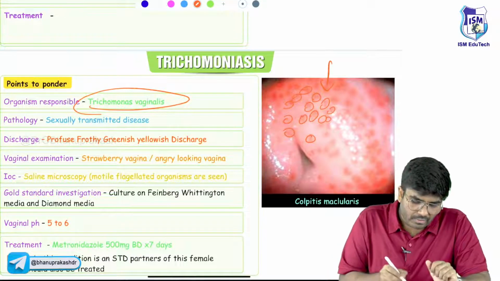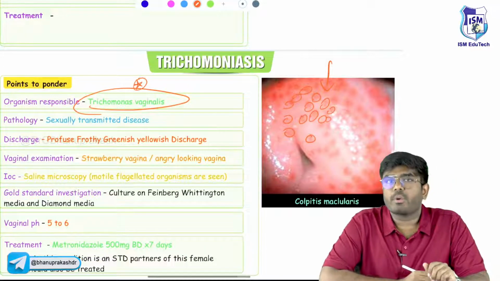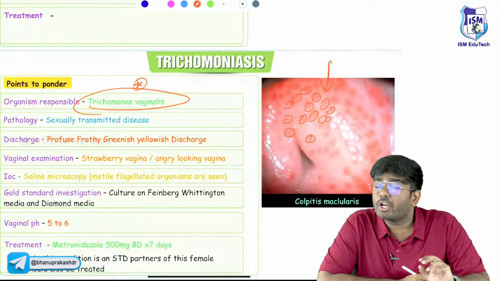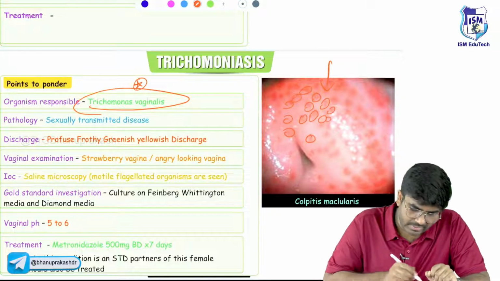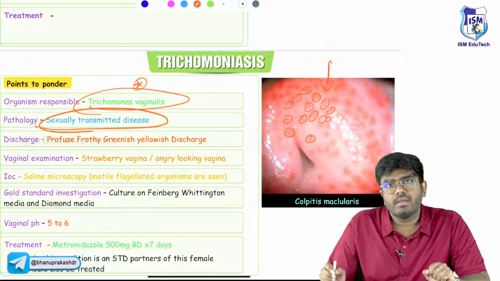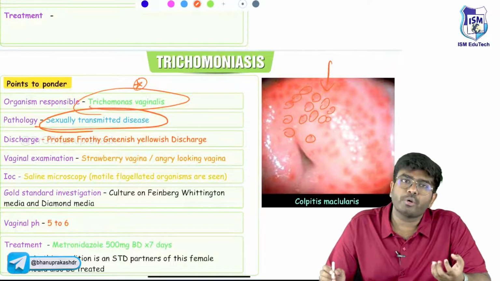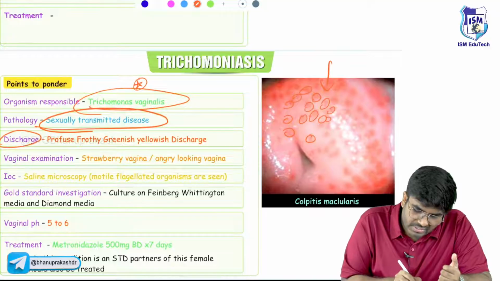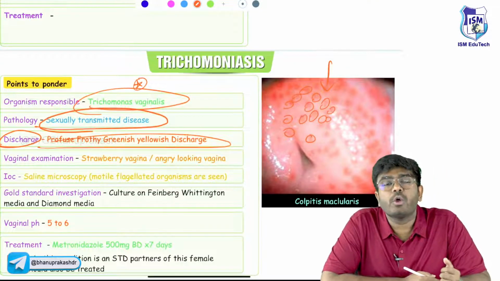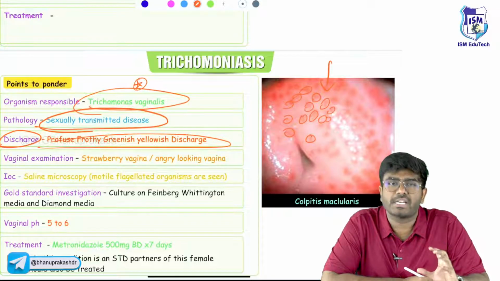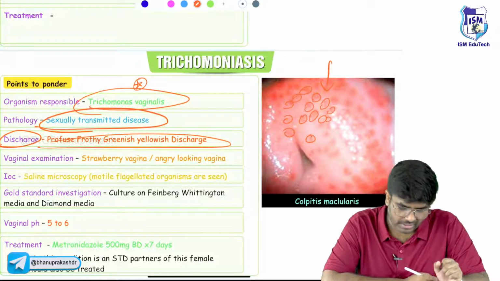Okay, so what is the organism responsible? Trichomonas vaginalis. Question is, how you will get this? In immunocompromised? No, it's going to be sexually transmitted disease. As it is an STD, this infection, whatever is happening in the vagina, it is also going to produce the discharge. So what kind of discharge, sir? The discharge is going to be greenish yellowish discharge. Foul smelling green yellowish discharge is going to be seen.